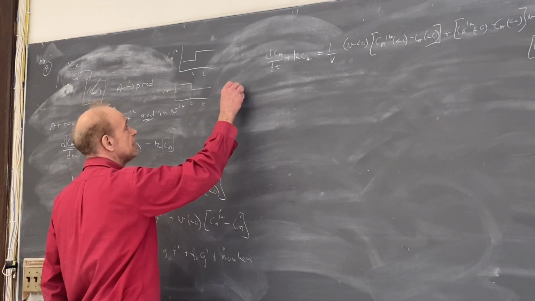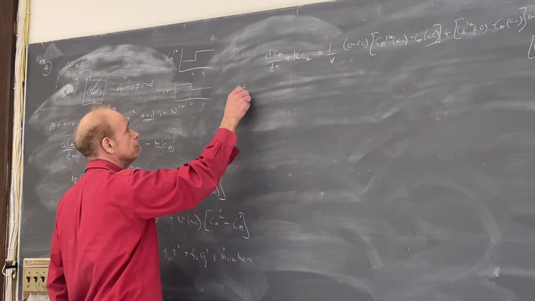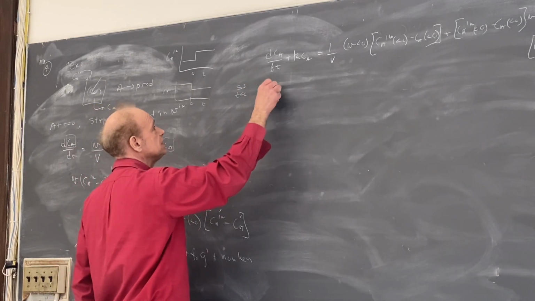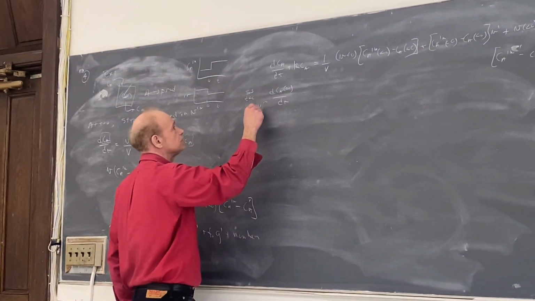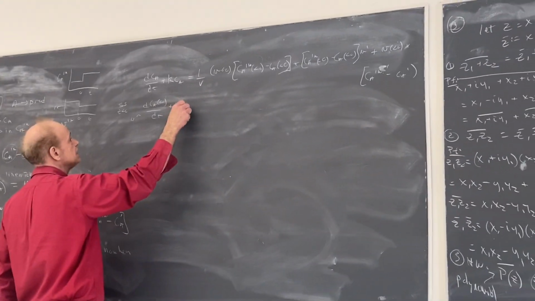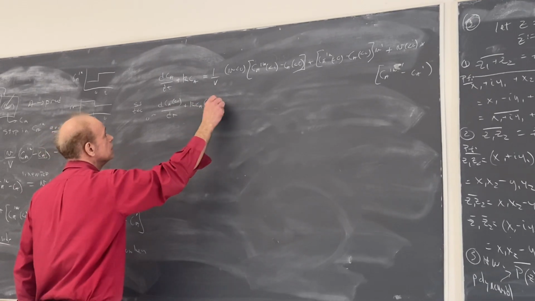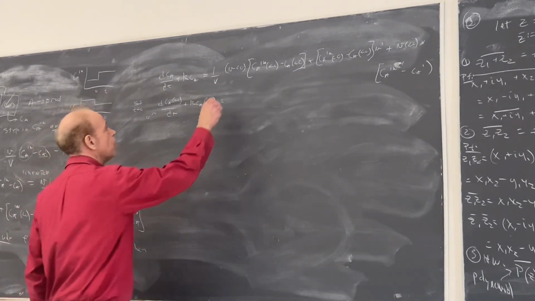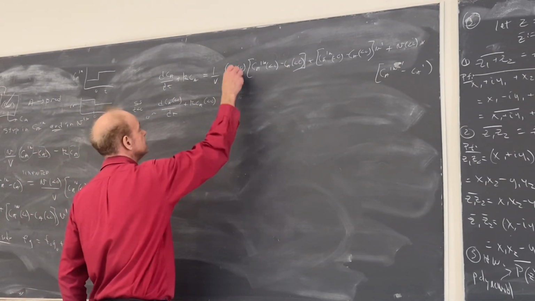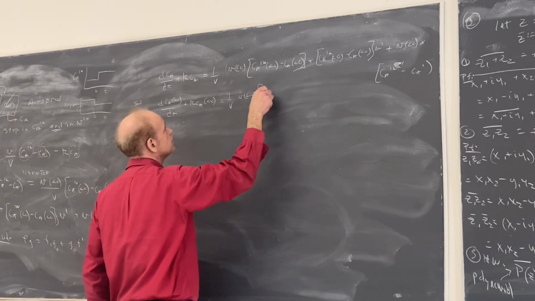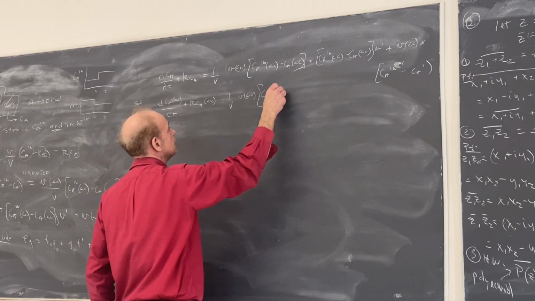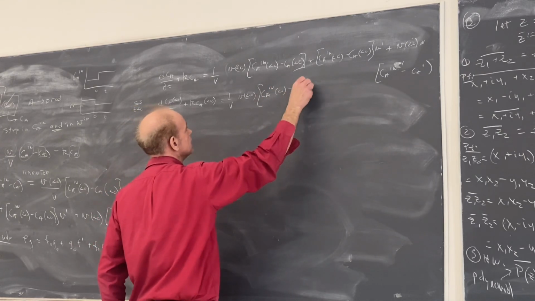And let's look at the steady state for t less than 0. That's dCA less than 0 dt equals 0, plus kCA less than 0, is equal to 1 over V, V less than 0 times CA in less than 0 minus CA less than 0.